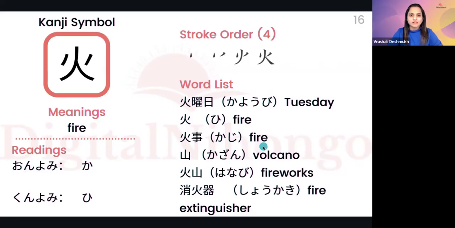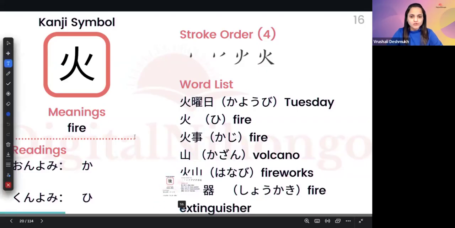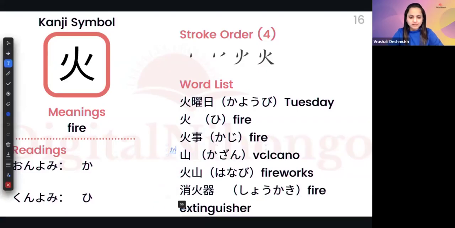Kaji is also fire. Jishin is earthquake and kaji is fire. Then Kazan is volcano. Hanabi is fireworks. Shokaki is fire extinguisher. In this Kazan, there should be a kanji of fire here, so it should actually be written like this. Kazan.